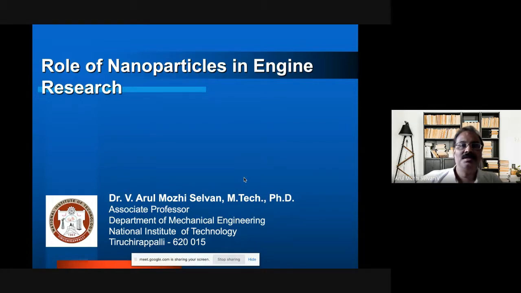Same complexities are there with IC engine research. That's what I want to make an analogy of the human body with your engine research. If you touch upon any parameter, any parameter, it will misbehave, completely reorient. You will get very poor performance and very poor emissions. So it's very, very important to take care of each and every parameter.